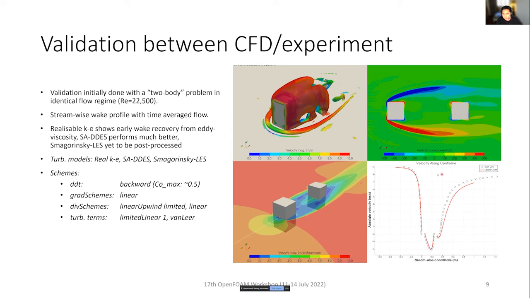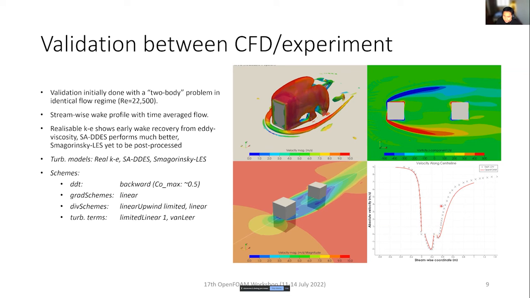The results that you see on the screen now are done with the realizable k-epsilon model, and it shows a fairly good correlation. The three curves that you see here: the flow is going from left to right, in front of the front block, in between the two blocks, and behind the trailing block. I would say we are quite satisfied with these results, considering that the one that you see on the screen here is with the RANS realizable k-epsilon model.